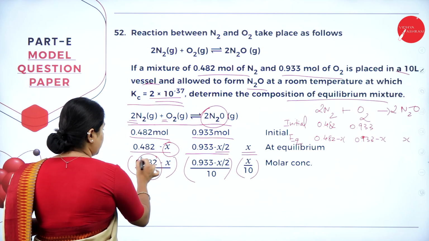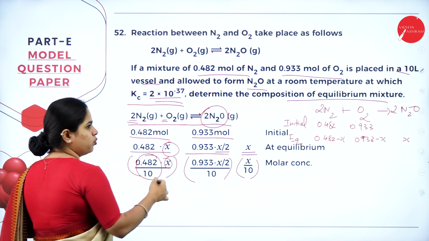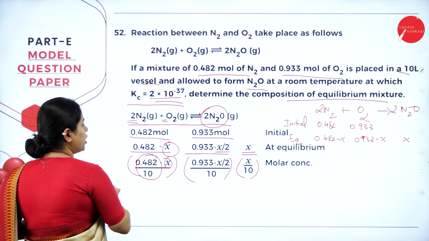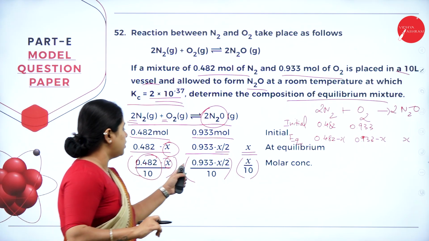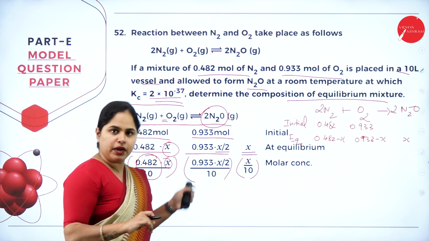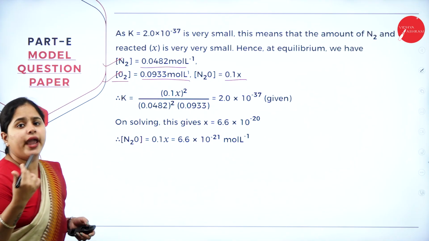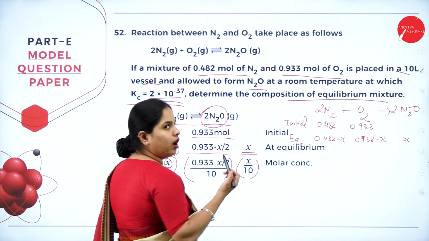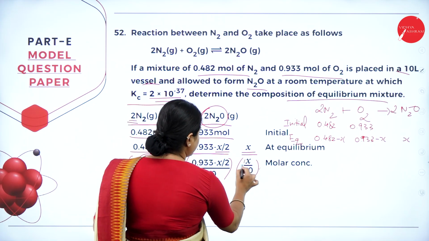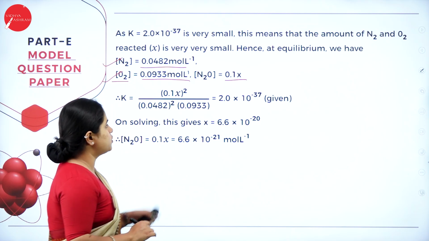We discussed that as the Kc value is very, very small, this X we do not have to consider. So, what is the molar concentration of nitrogen? It will be 0.482 divided by 10. Here it will be 0.933 divided by 10, right? So, those are the concentrations because we are not considering the X value, as it is very, very small. But in case of N2O, we do have to consider this X, right? So, it is 1 by 10x, that means 0.1x. Okay, so that is what is given here.